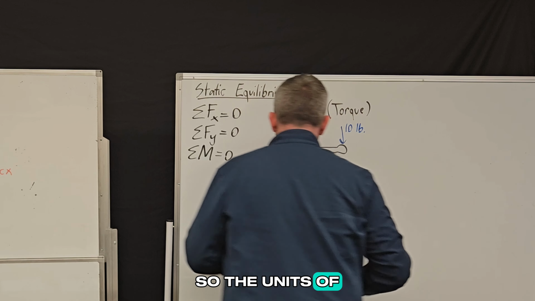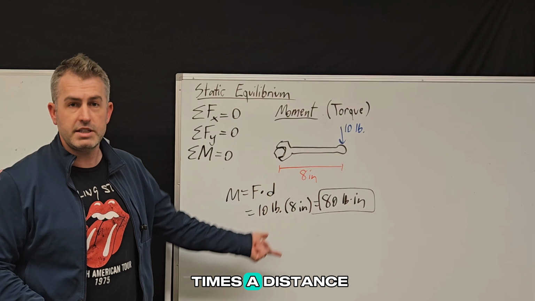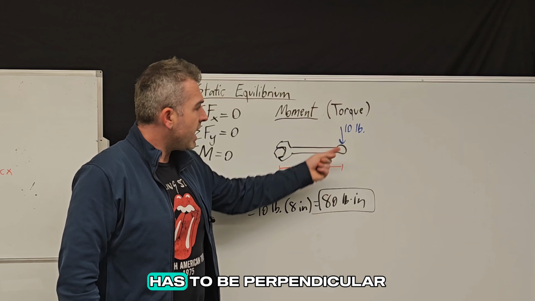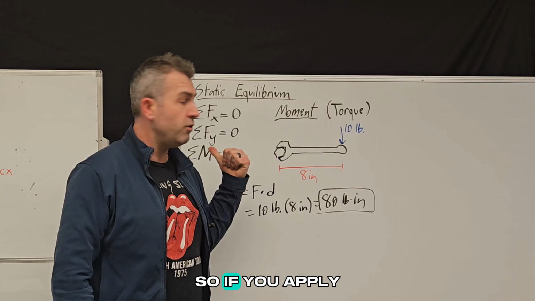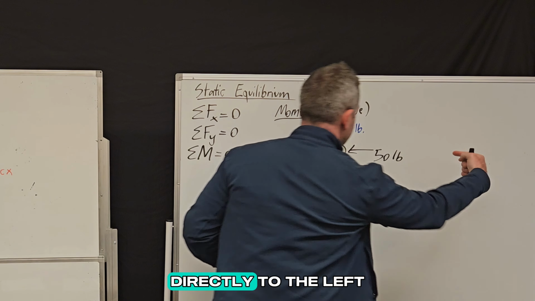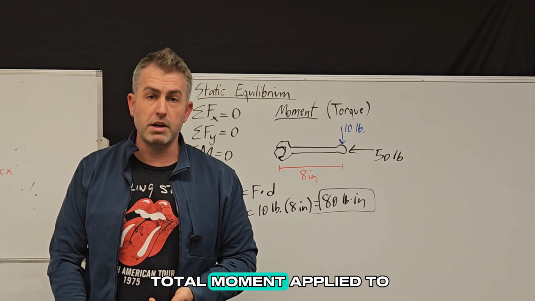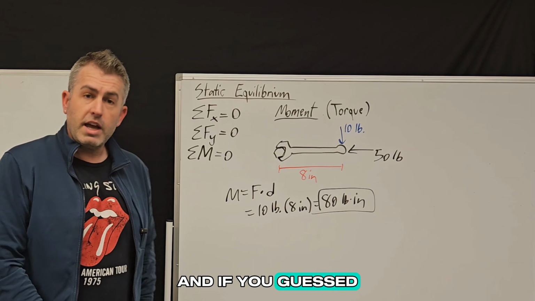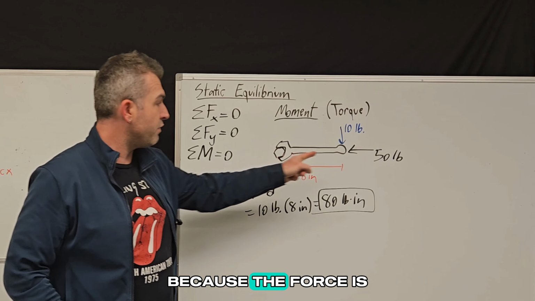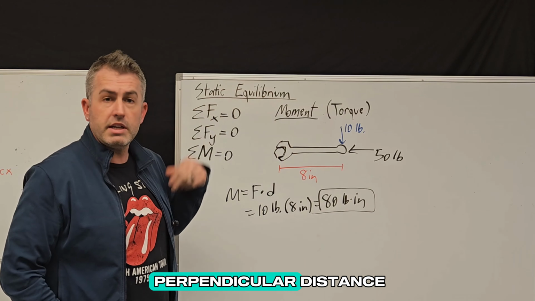So the units of moment are going to be a unit of force times a unit of distance, because it's a force times a distance. Now, the key thing for moments or torques is that the force has to be perpendicular to the distance. So if you applied a force of, let's say, 50 pounds directly to the left, so right along this line of action to the bolt, what would be the total moment applied to this bolt? And if you guessed 0, you would be correct. So this is actually not applying any rotation here, because the force is not causing this bolt to rotate. There is no perpendicular distance.